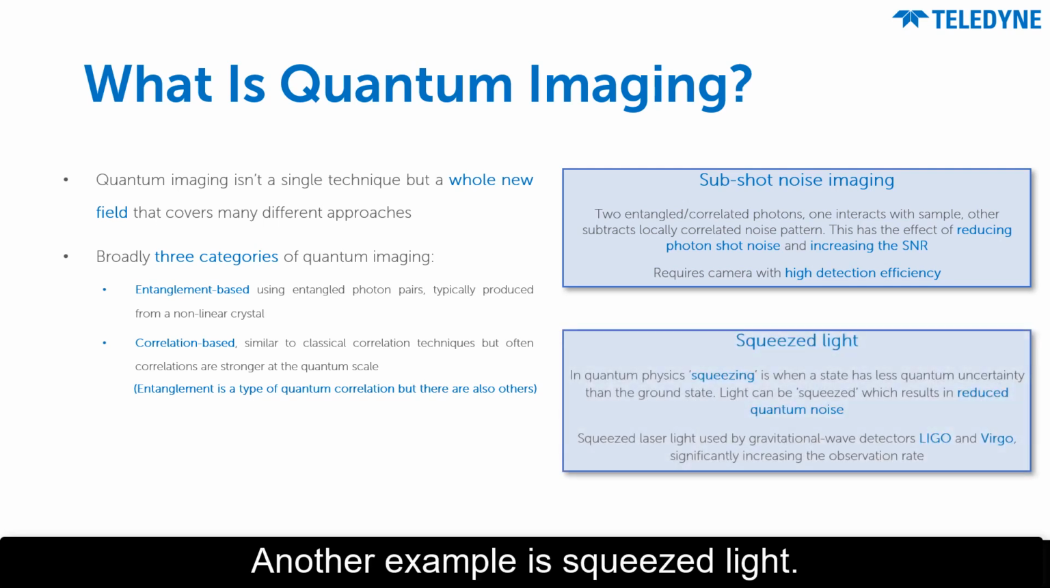Another example is squeezed light. In quantum physics, there's a concept of squeezing light to reduce its quantum noise. This is used by gravitational wave detectors like LIGO and Virgo. And there are many other applications of correlation-based imaging, but this is outside the scope of this webinar.